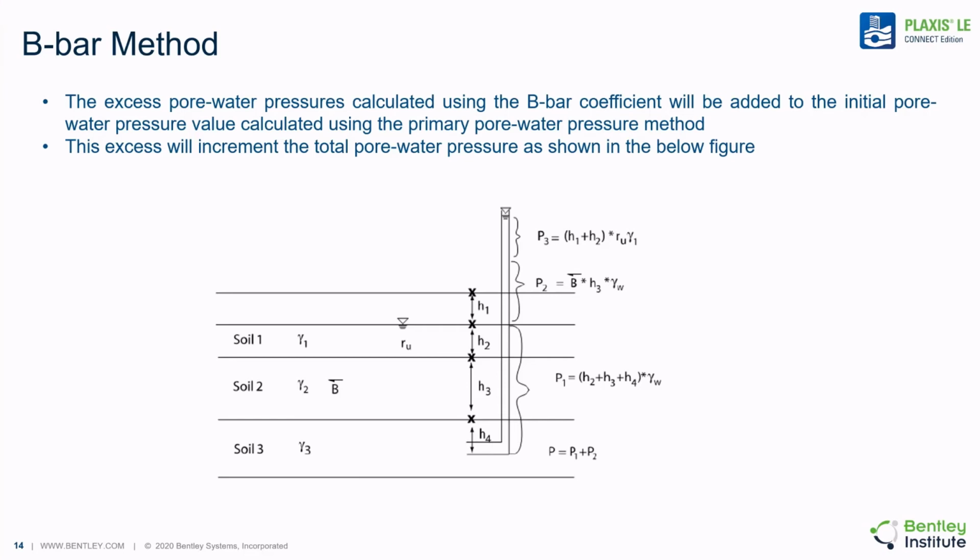The head at a particular point halfway up soil 3 is calculated as the sum of 3 separate pressures. Firstly, the heads above the point are added together and multiplied by the unit weight of water to get a hydrostatic pressure. Then the excess pore water pressures present in soil number 2 are calculated using the B-bar value entered. Lastly, the R sub U pressure entered for soil number 1 is added into the equation. This results in a calculation of total head.